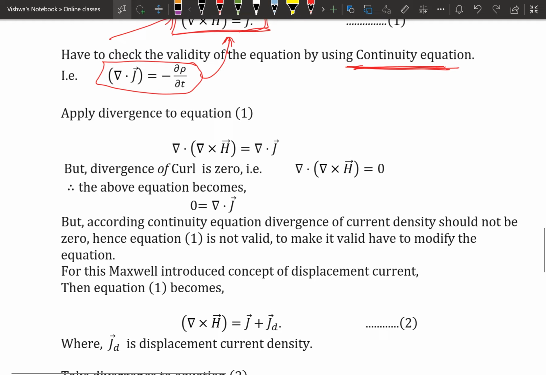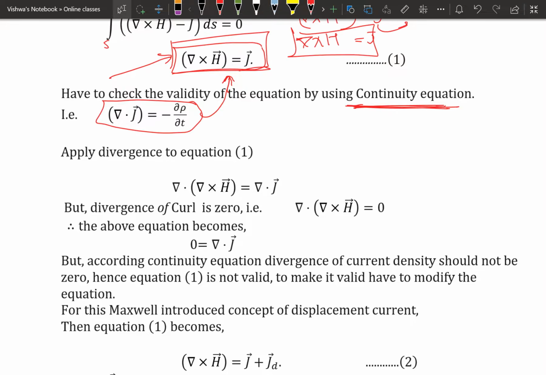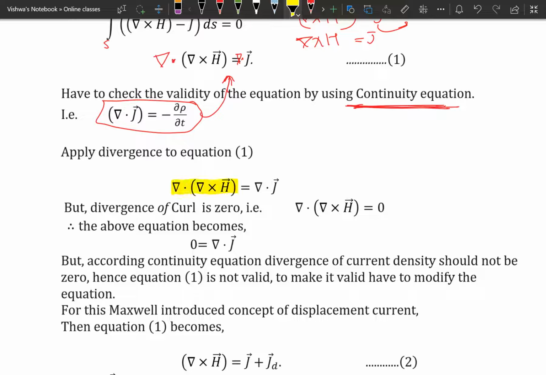Yes, apply divergence to this equation: del dot del cross H equal to del dot J. Simple, just take the divergence here, divergence means del dot, and here also del dot. Then what happens here? Del dot del cross H means it is the divergence of a curl. The inside bracket is the curl term. For that, the divergence of a curl is always equal to 0. So that becomes del dot J equal to 0.